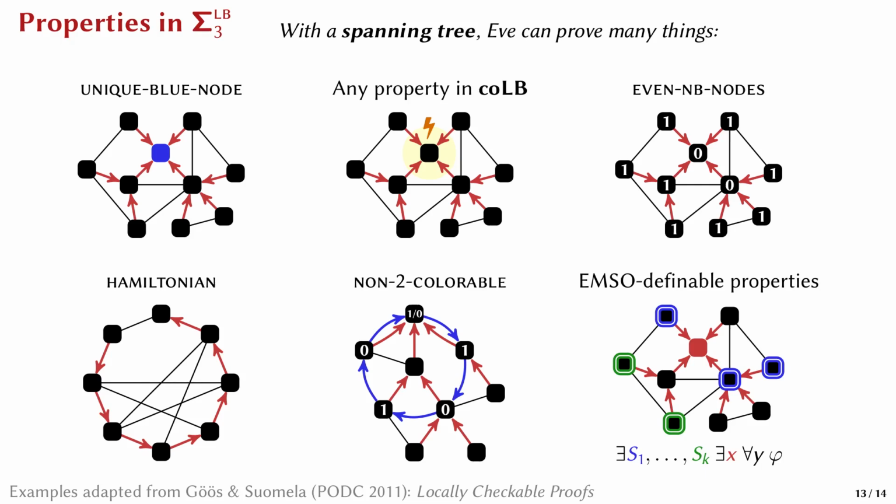So Eve's job is to choose the sets S1 to Sk and to select a single node X. For S1 to Sk, that's easy. She just has to tell each node whether it belongs to that set or not. And to identify X, she constructs a spanning tree rooted at that node. Given the corresponding certificates, each node can then locally verify that it satisfies the local formula phi. Okay, so the main point here is that spanning trees are really useful tools because they allow us to express many natural properties.